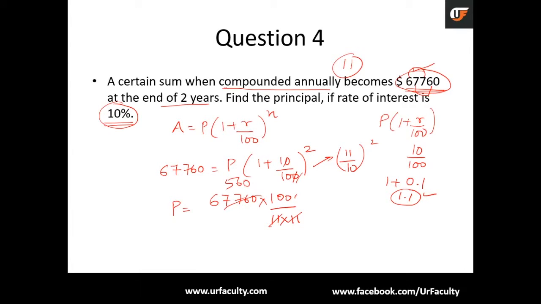So what's the final value then? The final value is basically the principal that we are supposed to find out, which is 56000. And that, if compounded annually for 2 years at 10% interest, would yield 67760. I hope you understood. We just did a substitution.